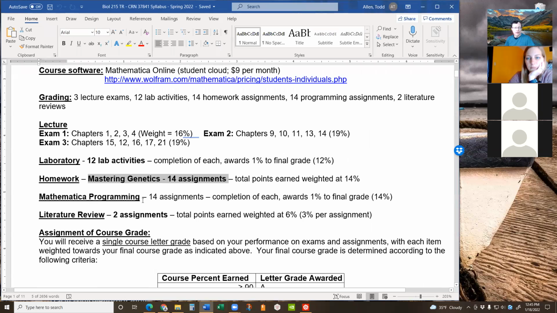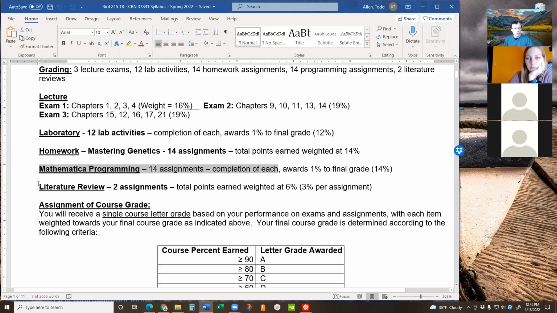You will also have weekly programming assignments in Mathematica, and completion of those awards 1% to your final grade. Again, I'll be looking at how well you're doing with your programming assignment. And as long as you're staying in the group of all students together and doing reasonably well, not that you're getting perfect scores, but reasonably well, you'll get full credit for your programming assignments, okay? So there'll be weekly programming assignments.